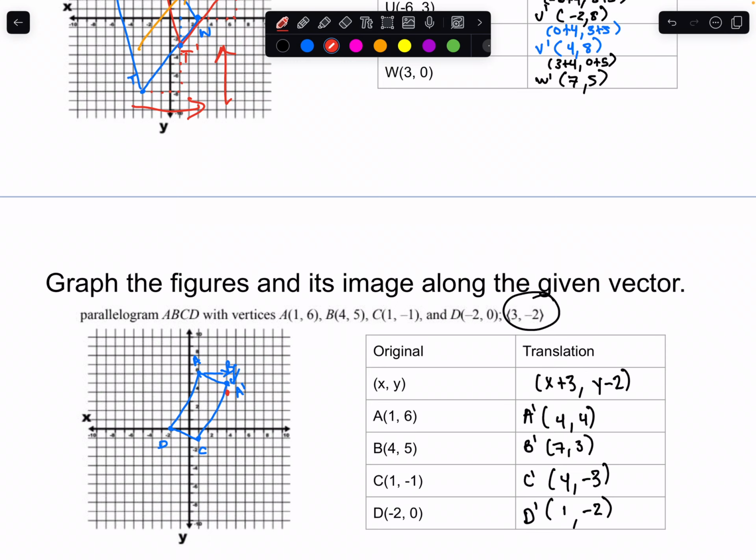4, 4 I've already plotted for A. 7, positive 3. This is B prime. 4, negative 3. This is C prime, and 1, negative 2, D prime. And there it is. Notice how we moved every point to the right and down.